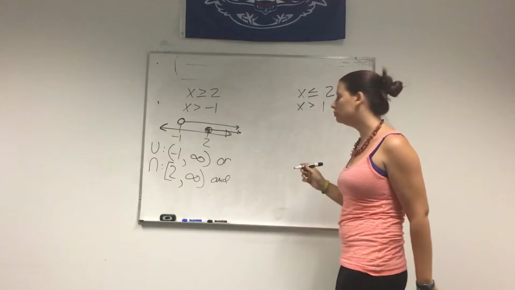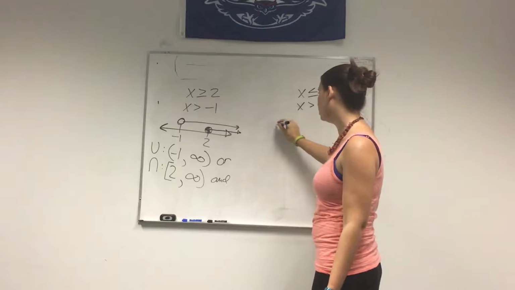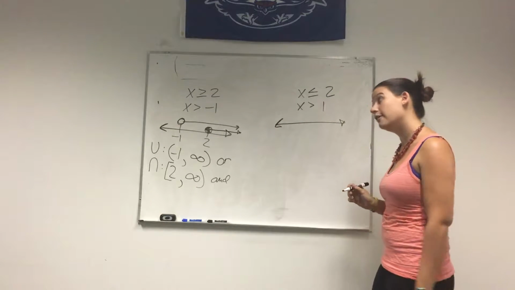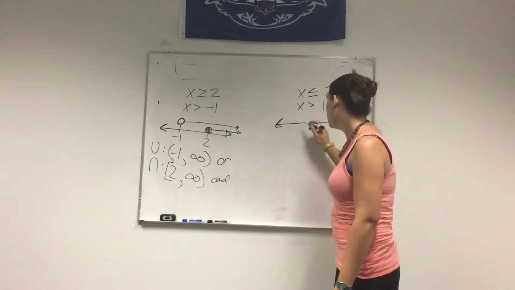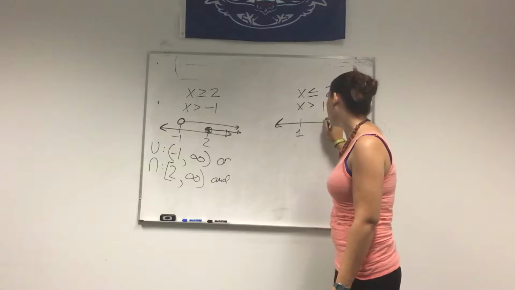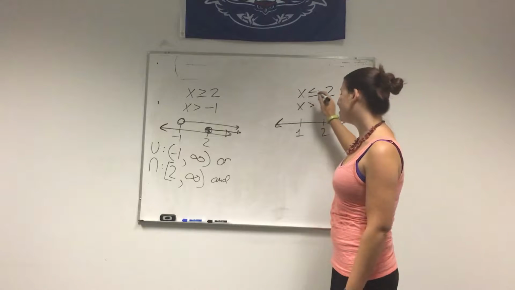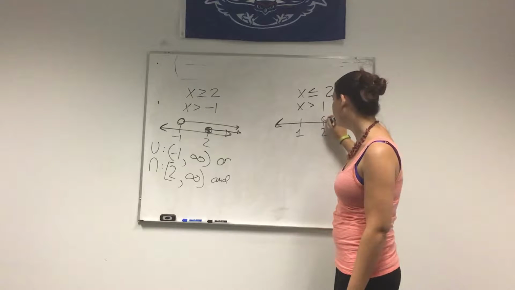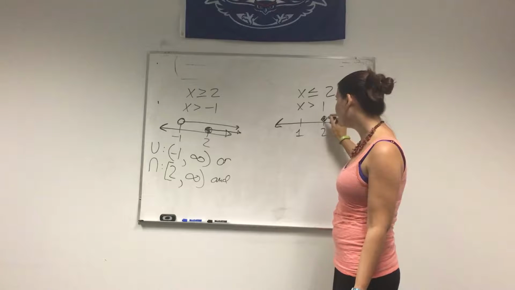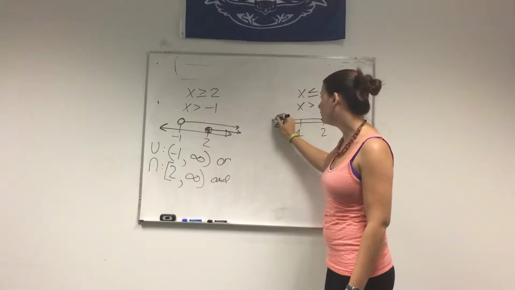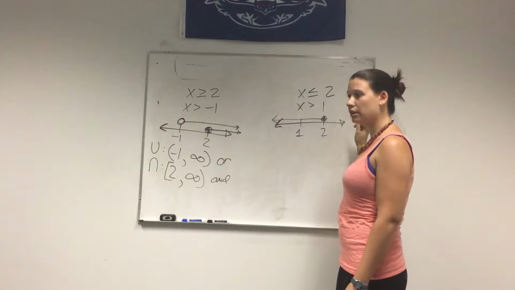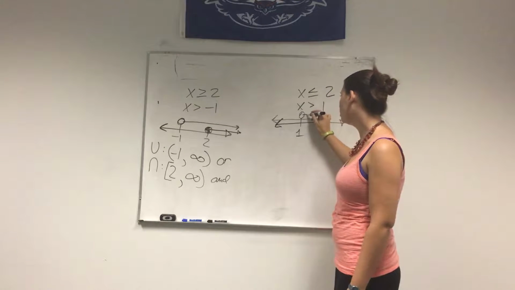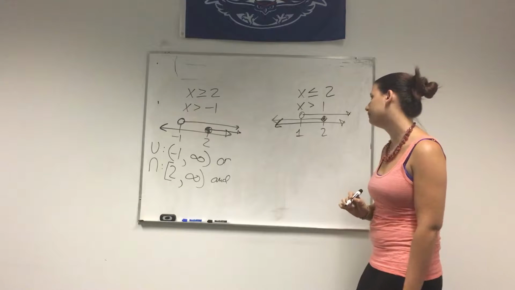So very similar, but a little different, enough different to make the unions and intersections very different actually. So we have 1 and 2. X is less than or equal to 2. So we have a filled circle, and less than means to the left. X is greater than 1, so an open circle, greater than, so to the right.